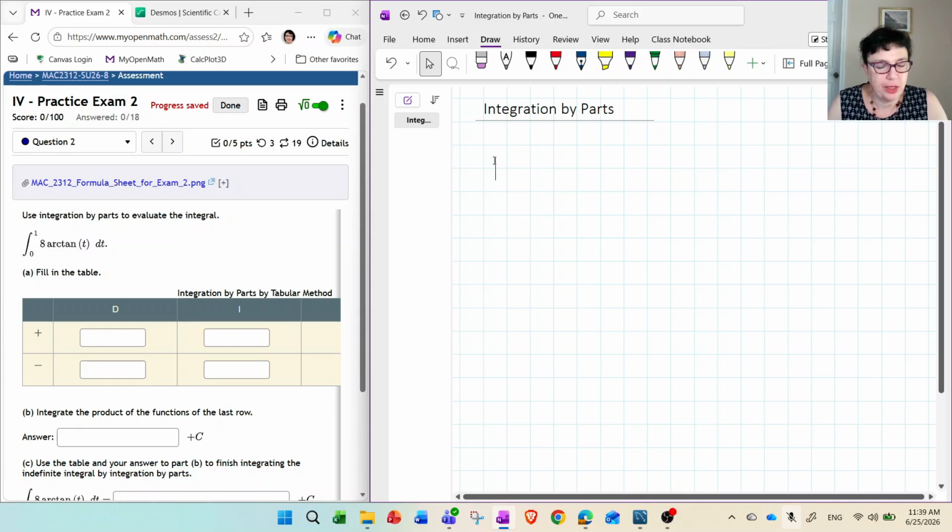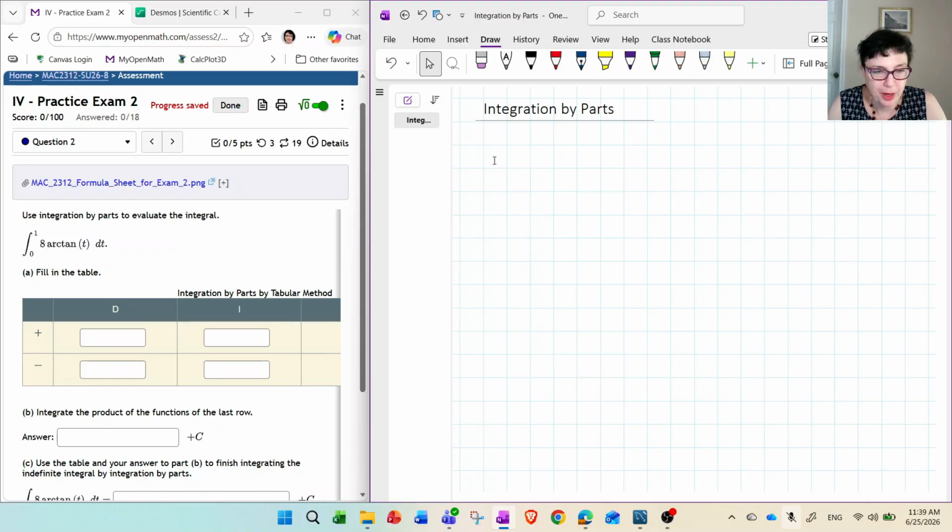Let's take a look at performing integration by parts in the case of arctangent of t. Actually, we have a number in front, but we just carry that number. All right. Now, when we do integration by parts, I use a mnemonic rule to remember which function goes where.